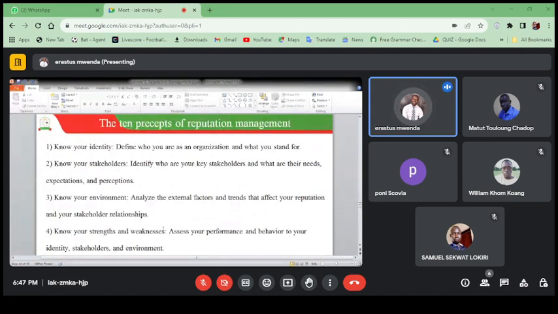Then we will discuss what we refer to as the 10 precepts of reputation management, or simply what we need to do so that we can ensure our reputation is well managed. The first thing is to know your identity. Very importantly, you need to tell everybody what your organization stands for.